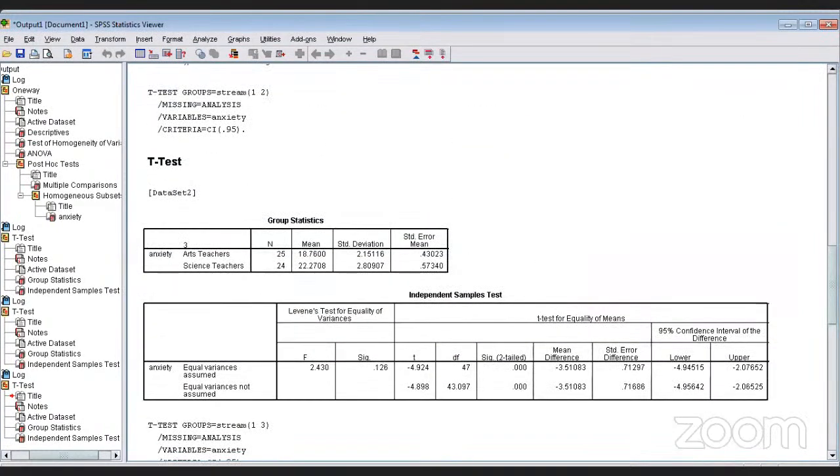Now let us make a table. So you note down these values, mean and standard deviation. So it is arts and science. Note down, mean is 18.76, standard deviation 2.15. For the science, mean is 22.27, standard deviation 2.81, because 2.809. And the arts N is 25 and science is 24.